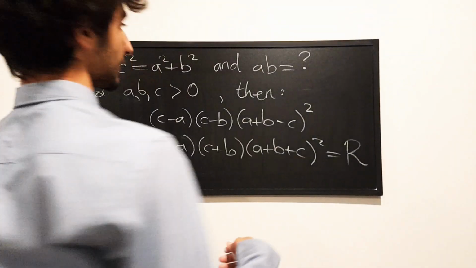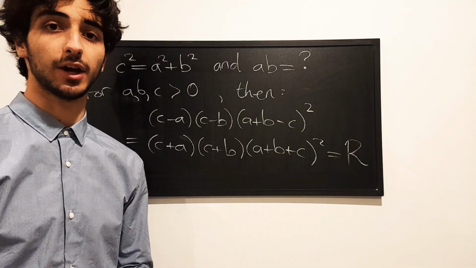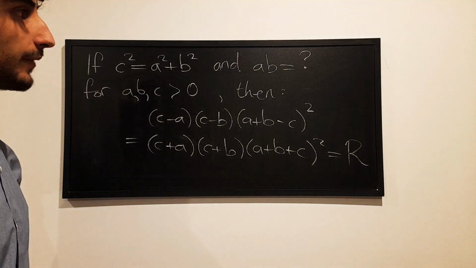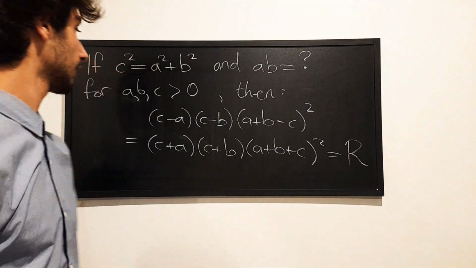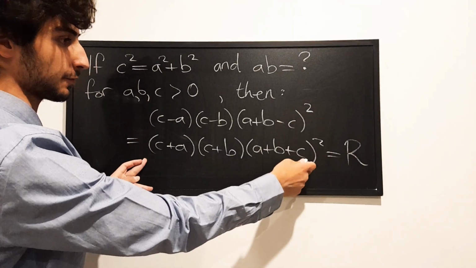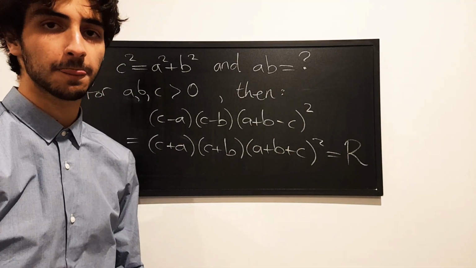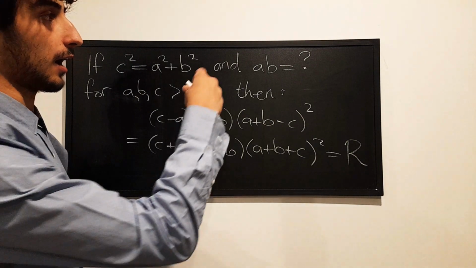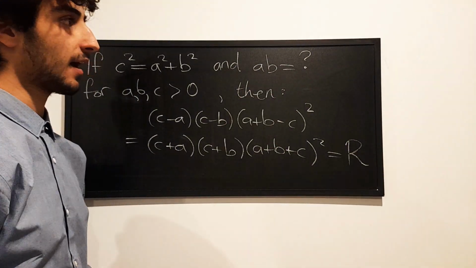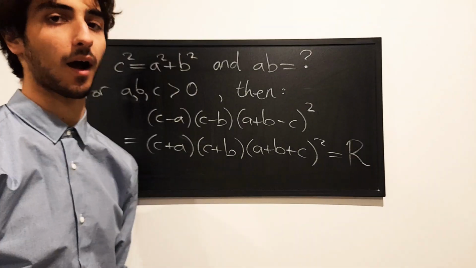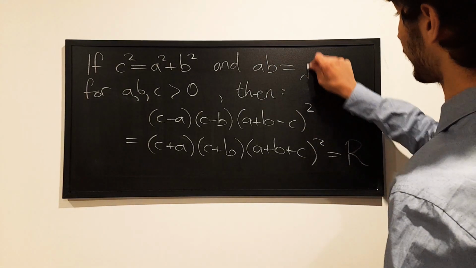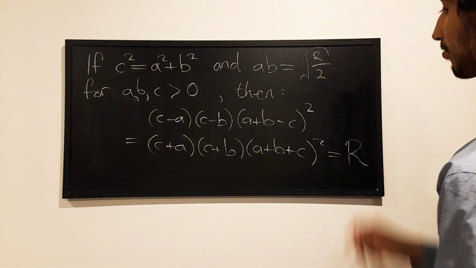Hello! Okay, so the challenge problem from last week's videos was the following. If c squared equals a squared plus b squared, and ab is equal to an unknown for positive values a, b, and c, then this expression is equal to this expression, which is equal to a constant r. The aim of the challenge was to solve the unknown to which ab is put equal, and write that in terms of this constant r. Now the answer is the square root of r over 2.